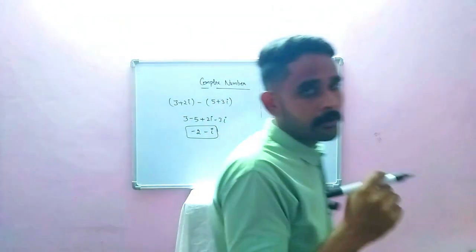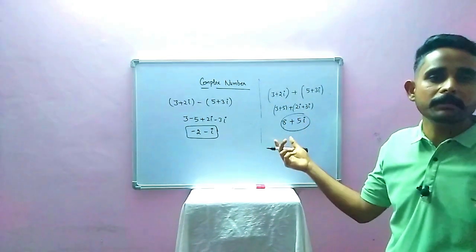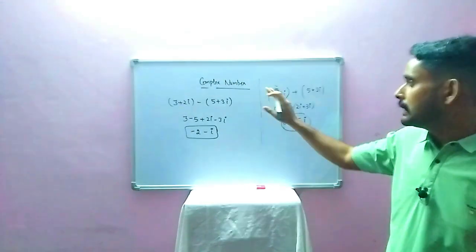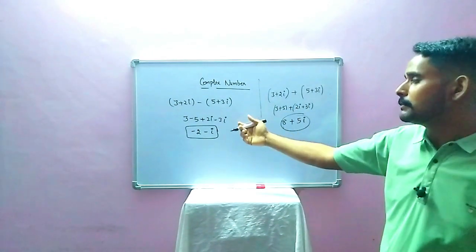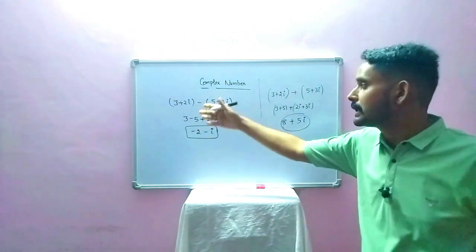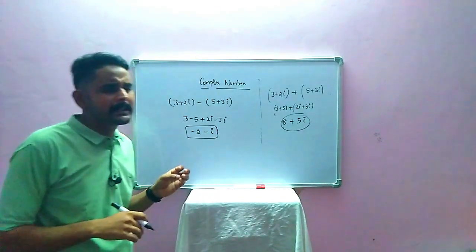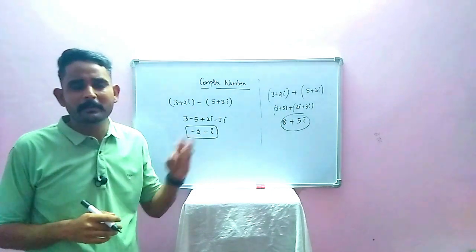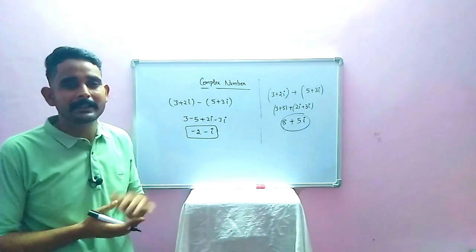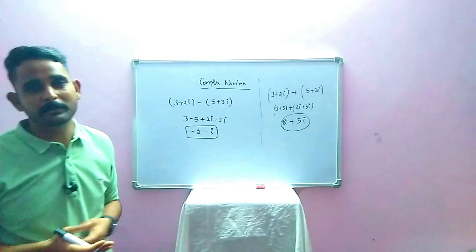So minus 2 minus iota is your final answer. Remember that when you add complex numbers, the real part is added to the real part and the imaginary part is added to the imaginary part, and in case of subtraction, the real part is subtracted from the real part and the imaginary part from the imaginary part. This is the basic of complex number. Complex number is nothing but the combination of real number and imaginary number. So this is our new member of the number system. Thank you so much.